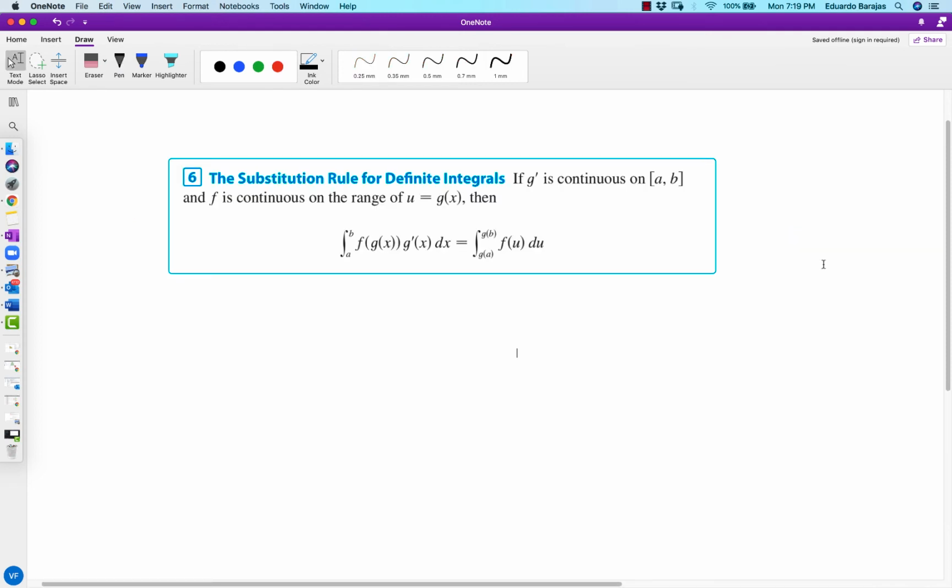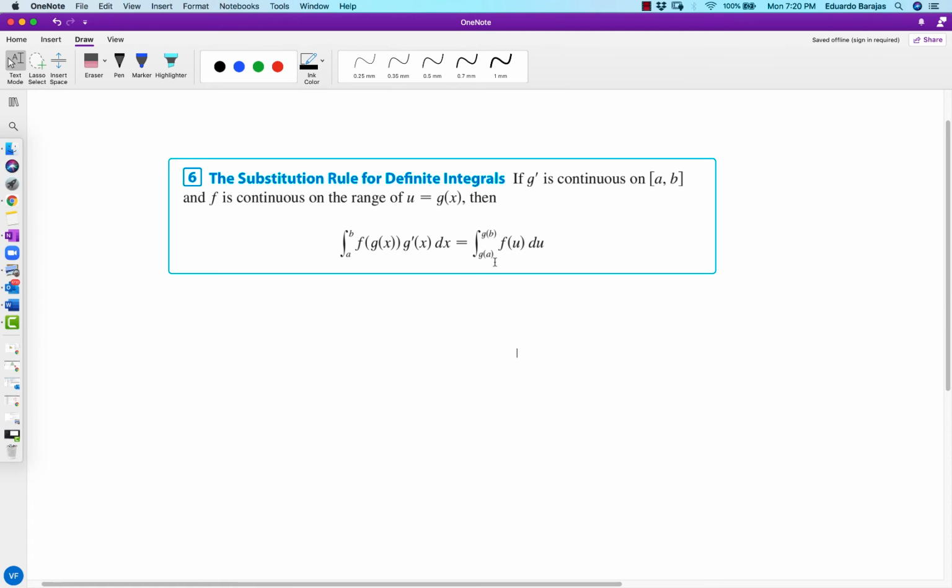So far, we've only been working with the substitution rule when it comes to indefinite integrals or antiderivatives, but a similar rule can be applied to definite integrals. So now we have definite integrals: the integral from a to b of f of g of x times g prime of x dx is equal to the integral from g of a to g of b of f of u du. Good. All right, let's see how this is implemented.